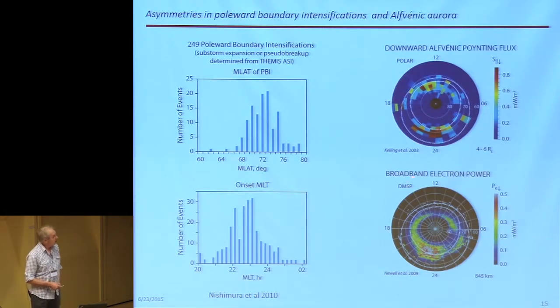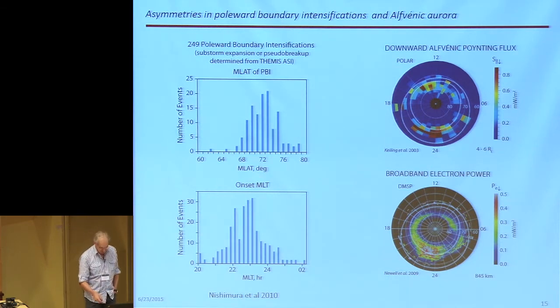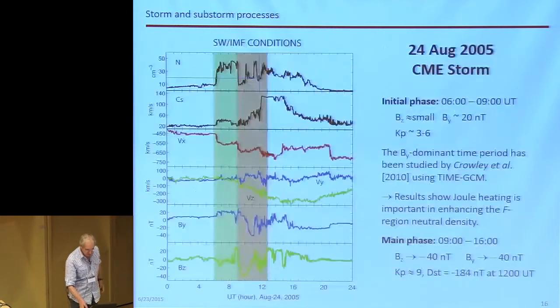And you see these things at lower altitude. Poleward boundary intensifications reported by Nishimura et al., preferentially in the pre-midnight sector. Those poleward boundary intensifications are also associated with this Alfvénic Poynting flux that I talked about earlier, 6 to 18 second bandpass coming down, and broadband electrons that produce the visible signature of the PBIs. These are part of that same system.